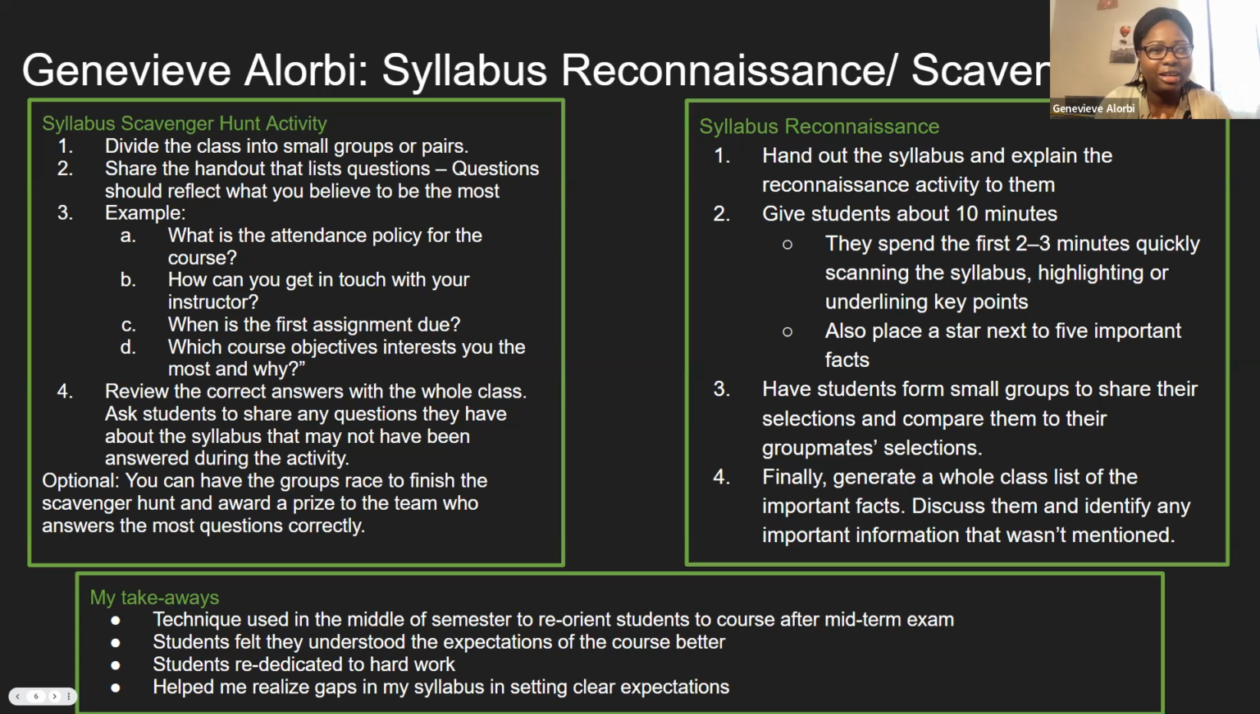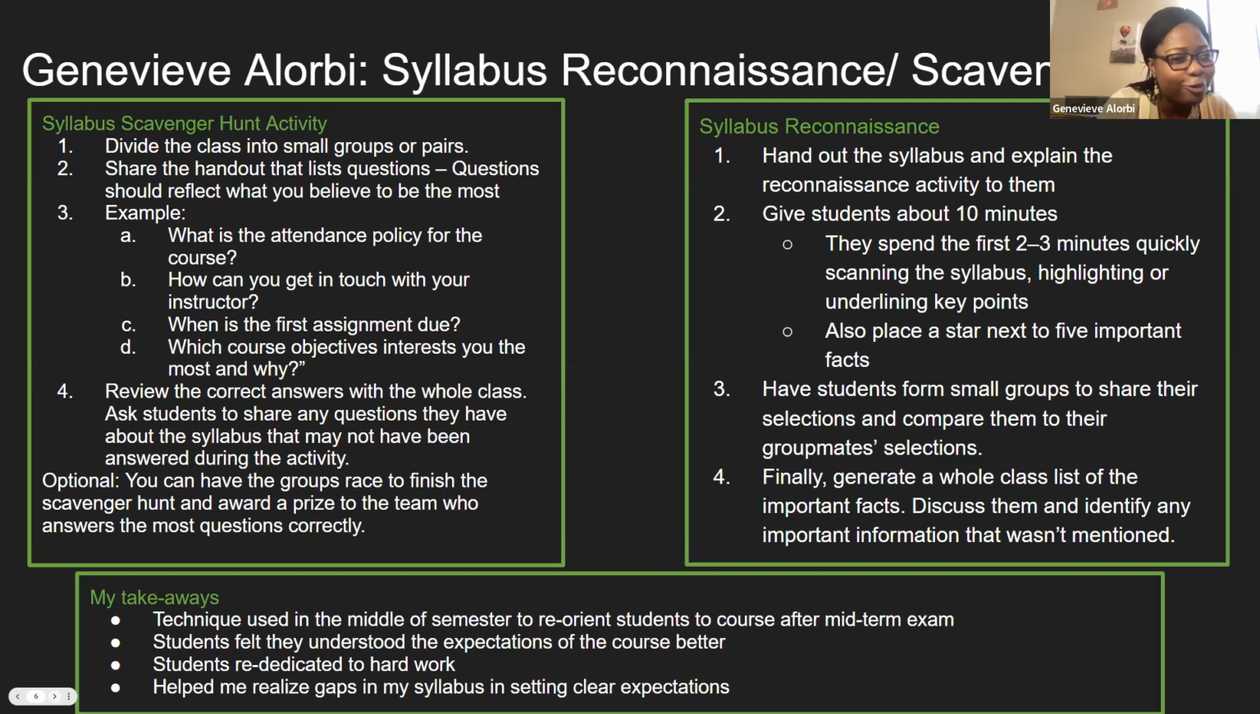I got feedback directly from that. I asked them to write something about what they want to do moving forward to ensure success, and many of them wrote things we directly did in the scavenger hunt activity, like, I'm going to turn in my homework on time, henceforth, I know I haven't been doing it. So I saw the feedback firsthand. It also helped me realize there were some gaps in my syllabus where expectations were not clear. I explained those in class, and this semester I've made sure to put all of that in.